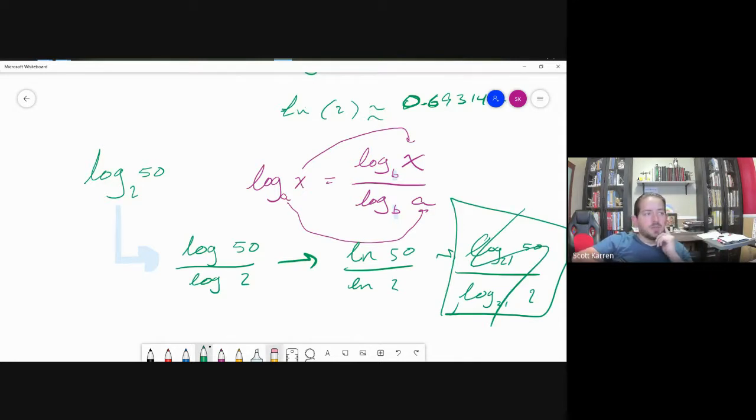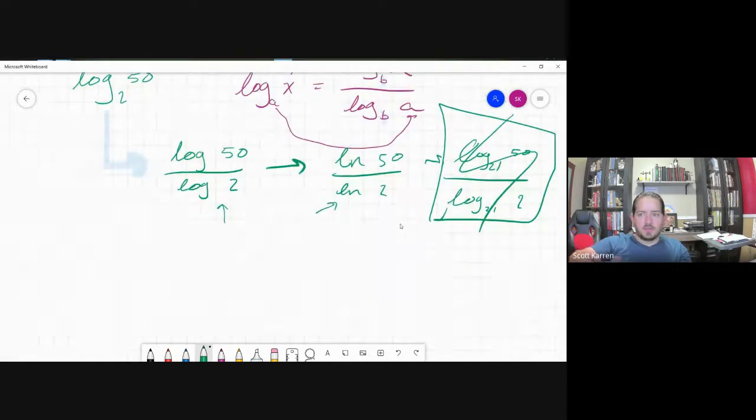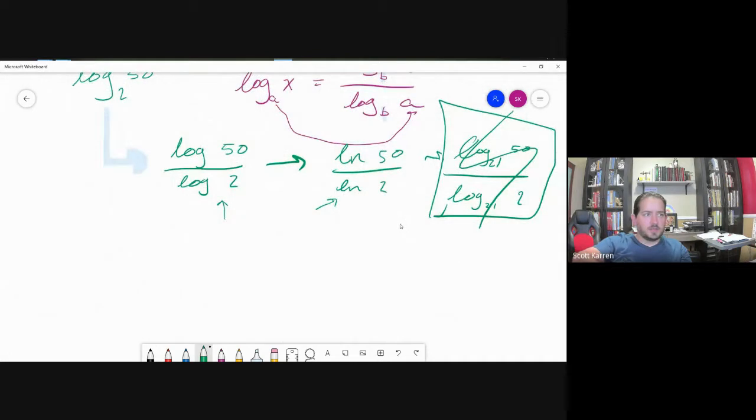So take a minute and plug in log of 50 divided by log of 2, and then the natural log of 50 and divide it by the natural log of 2. In either case, you should get, they should both be equal, and you should get somewhere around 5.643, something like that.